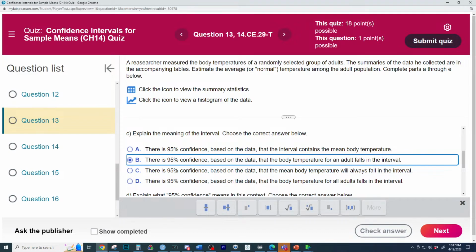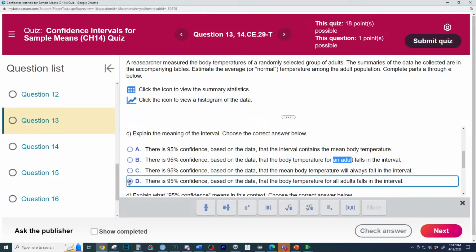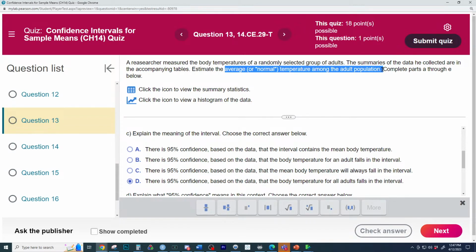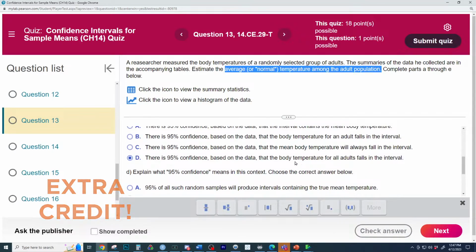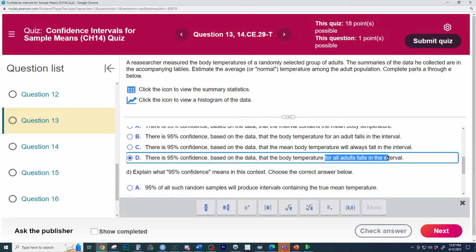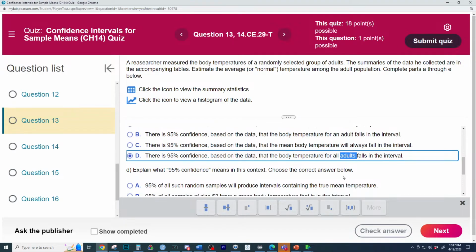Based on the data, 95% confidence that the body temperature for an adult... and what's the problem with this? It's not about one, it's about the average, right? What's the problem with this? I don't like the word, but this is obviously wrong right here. An adult, that's a singular. No, we're talking about the average among the adult population is what we're trying to understand. So this one's wrong because it's a singular adult. Boom, Meredith, you're seeing it right there too. Yep. Because we're talking about the true mean, the average for all adults. I prefer they just say true mean. Body temperature of all adults is the mean.